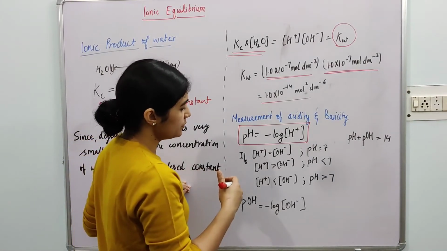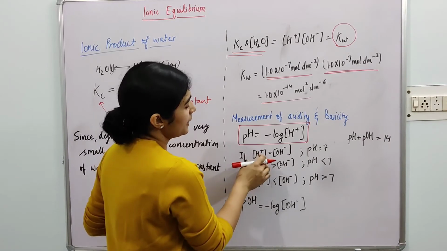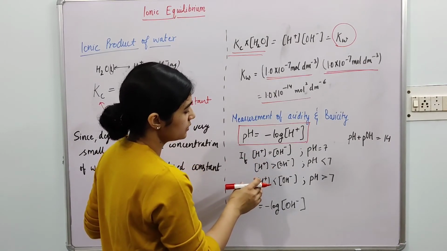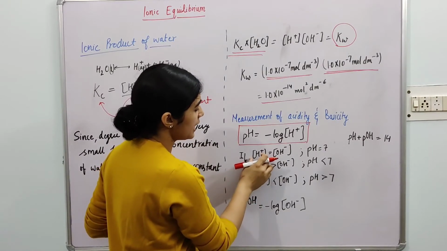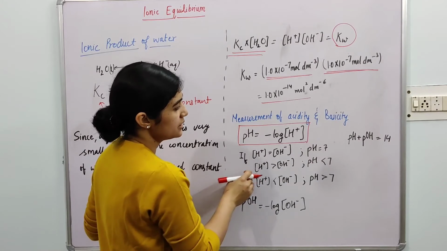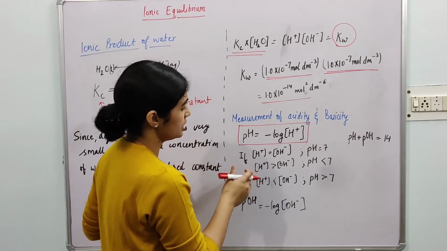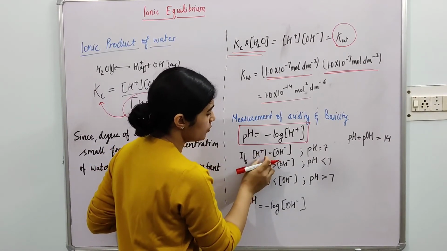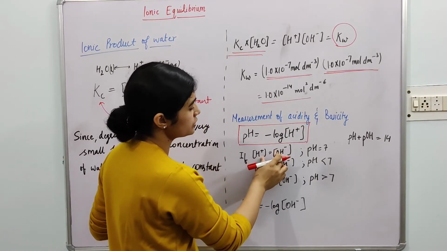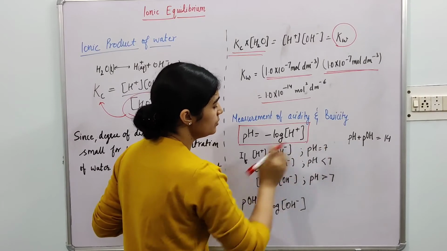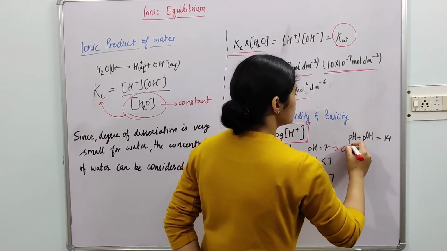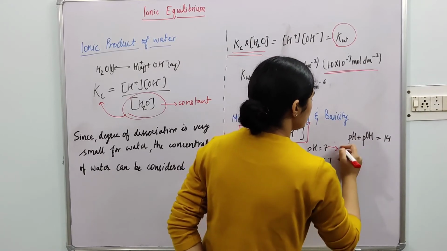It means that whichever ion among H positive and OH negative dominates results in the acidity or basicity. For example, if you have both H positive and OH negative in the same concentration, then the pH will be 7, and this means that your solution is neutral.